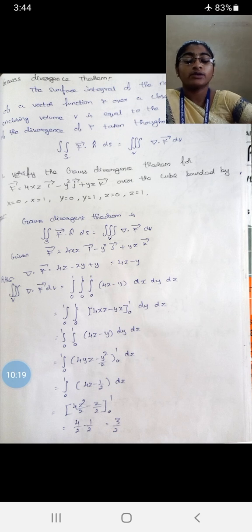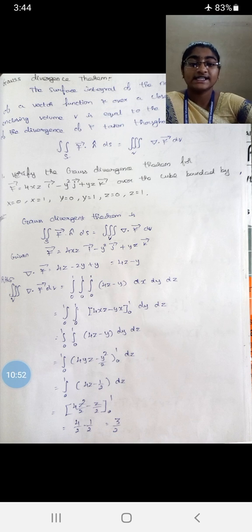Now we can take the formula for Gauss divergence theorem: double integral S F vector dot n cap ds is equal to triple integral V del dot F vector dv. Now we have to substitute for the right hand side. We know the F vector, that is our given vector. Del dot F vector, first substitute for I. So if we differentiate the I component with respect to x, we get 4z. Then for j, we get 2y. Then for k, we get y. So del dot F vector is nothing but 4z minus y.